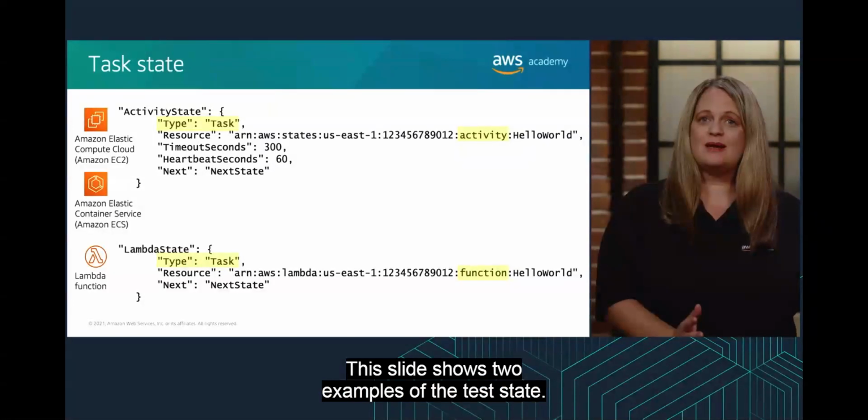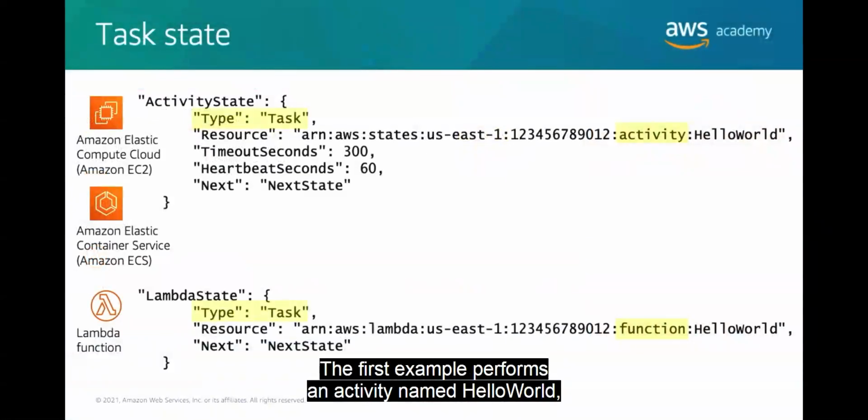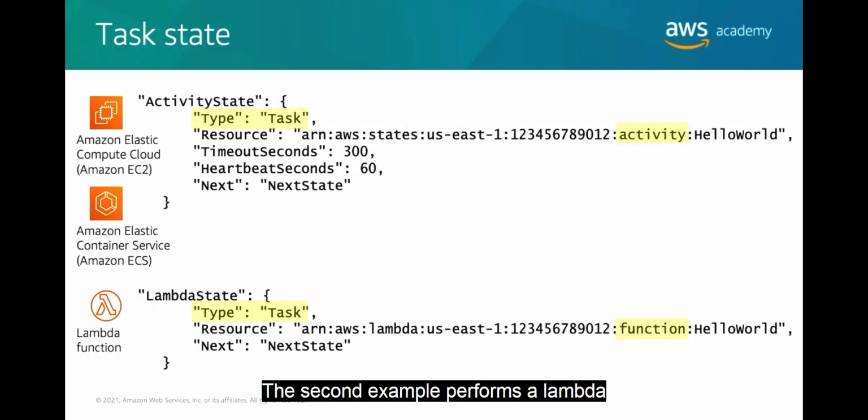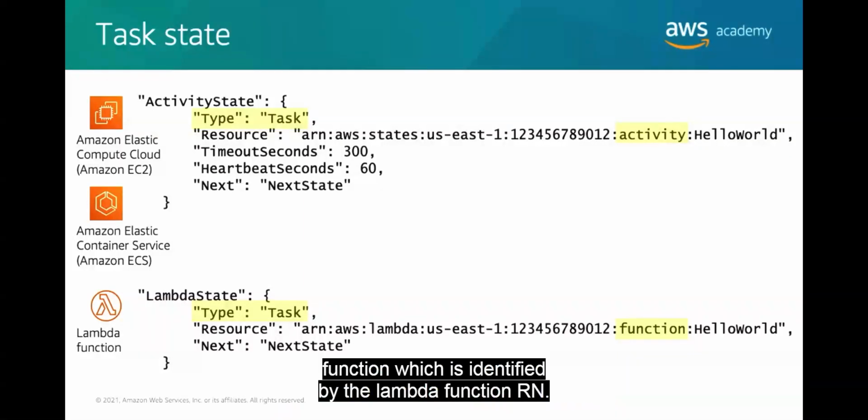This slide shows two examples of the task state. The first example performs an activity named Hello World, which is identified by the activity ARN in the resource field. The second example performs a Lambda function, which is identified by the Lambda function ARN.